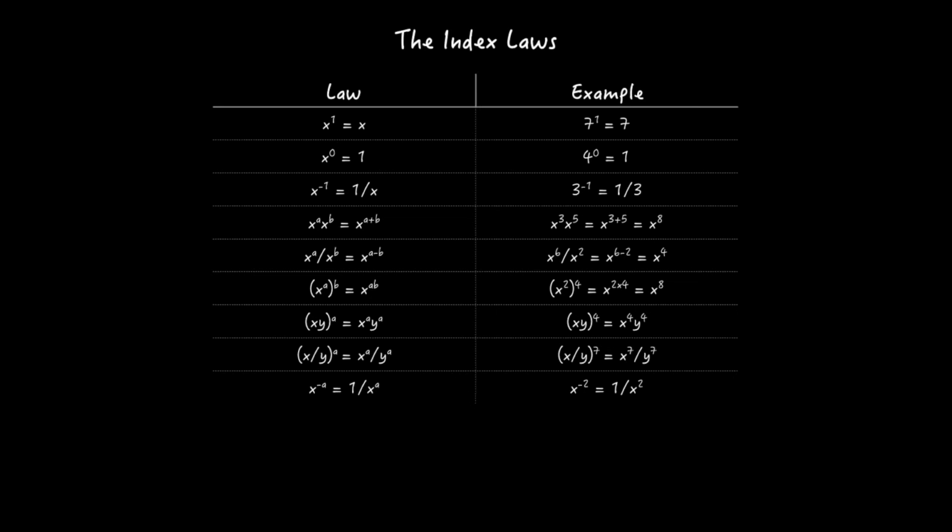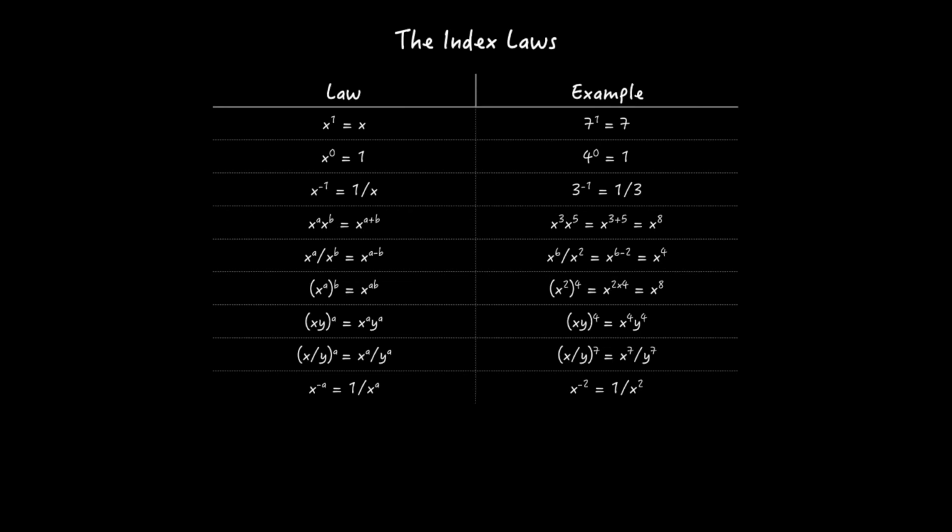The next law is x to the power of a divided by x to the power of b equals x to the power of a minus b. An example of this is x to the power of 6 divided by x to the power of 2 equals x to the power of 6 minus 2. This equals x to the power of 4.